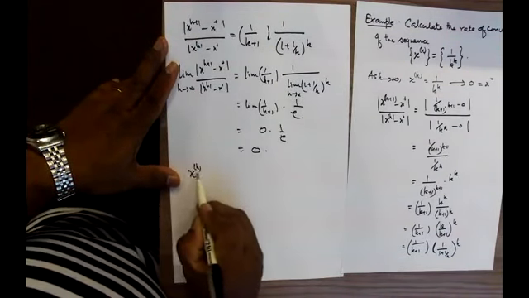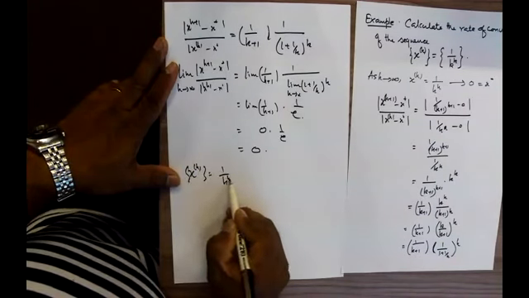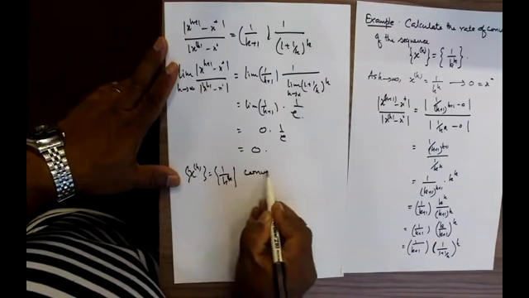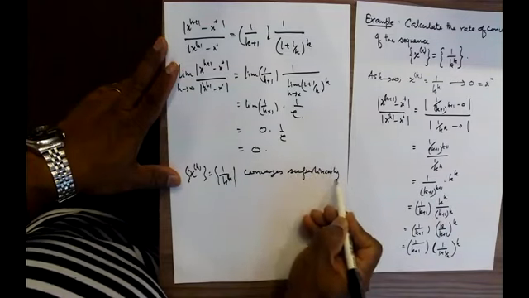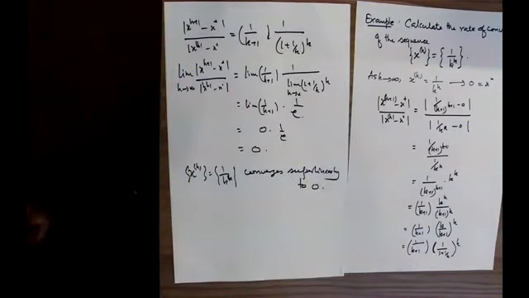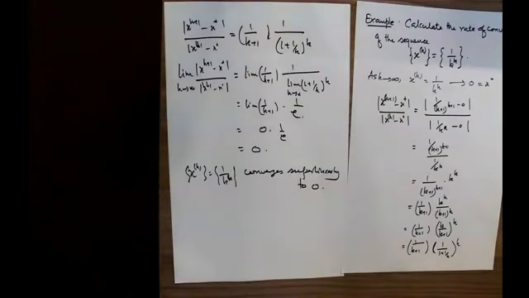So xk, 1 over k to the k, converges superlinearly to 0. Okay, so that's how you calculate the rate of convergence. There's another example there on the slide.